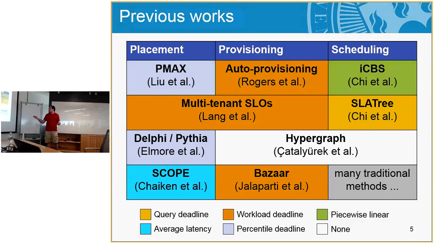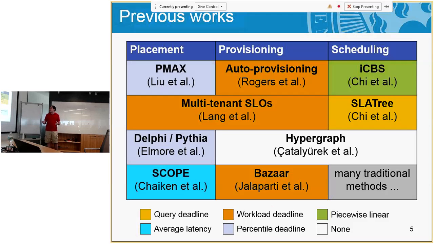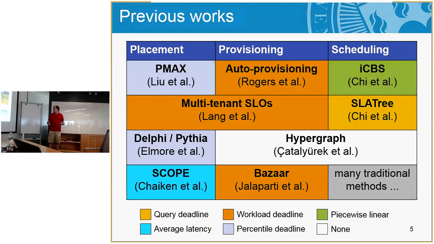Other systems, like the ICBS system, another also reasonably famous paper, just focus on scheduling. They assume, all right, you've got one virtual machine, you've got these queries to process on it, how can we put them in the correct order so that you get the best performance? And they use piecewise linear SLAs, so just another type of function.